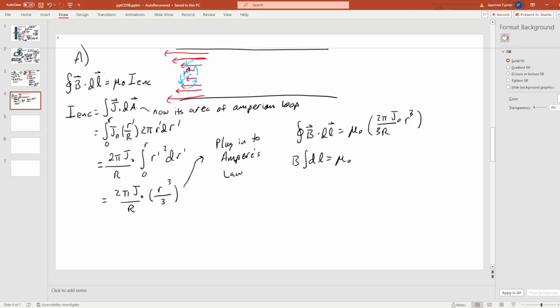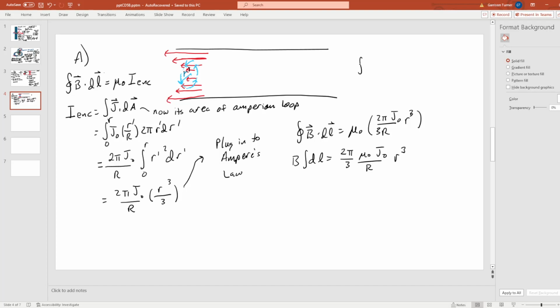Actually, let's write it this way. It's pretty standard to group your constants out front, but it's also pretty standard to write anything in terms of pi and numerical constants first. So 2 pi over 3 mu naught J naught over capital R times lowercase r cubed. Okay. And dl is 2 pi r.